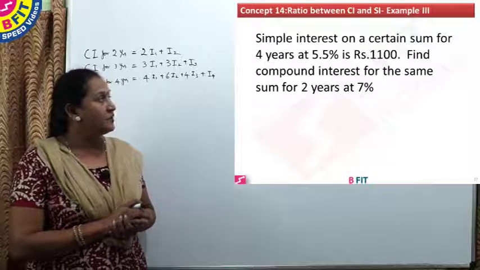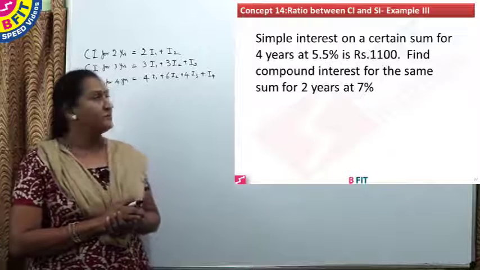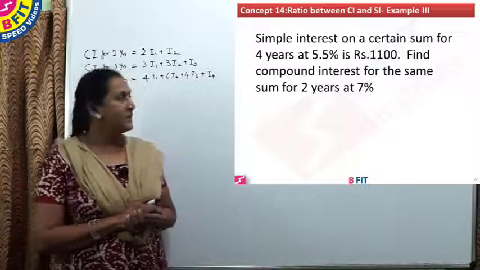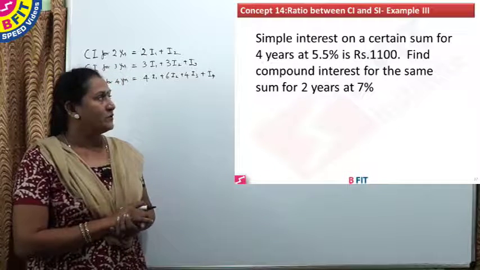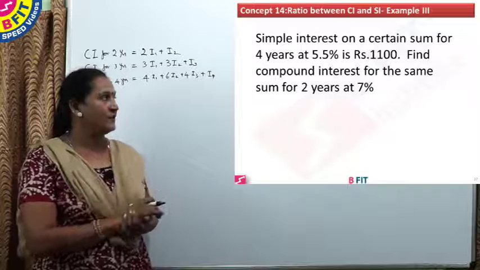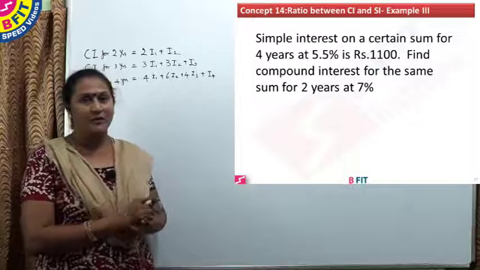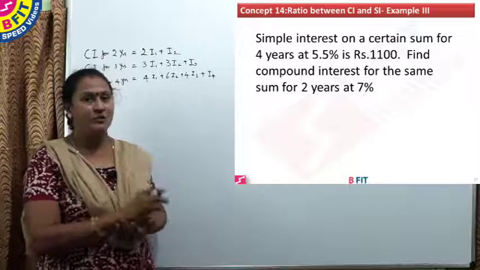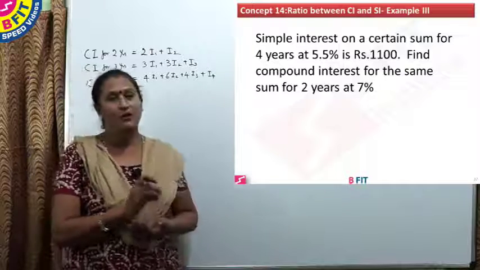Simple interest on a certain sum for 4 years at 5.5% is rupees 1100. Find compound interest for the same sum for 2 years at 7%. So here simple interest is given for 4 years, the rate is 5.5%, and simple interest is 1100. We are asked to find compound interest for the same sum, and the rate is different, the period is also different. So the rate is 7% and the period we need is 2 years.